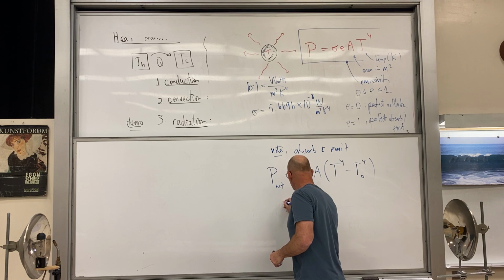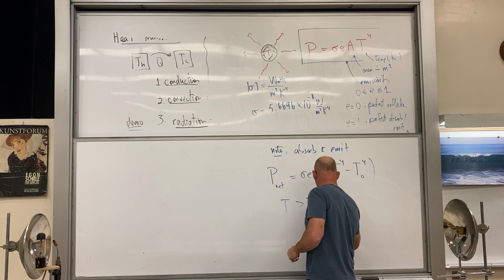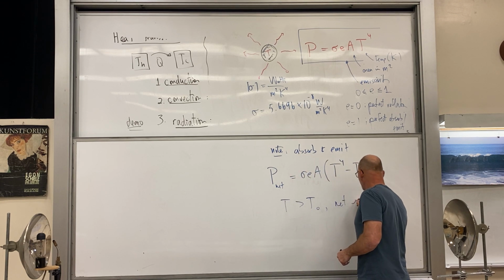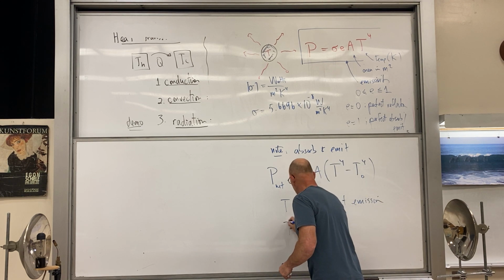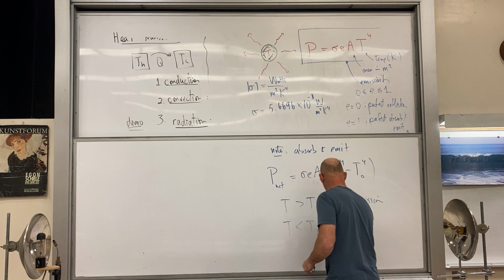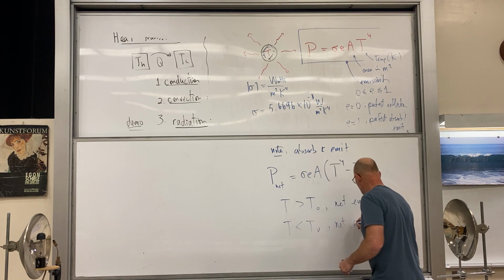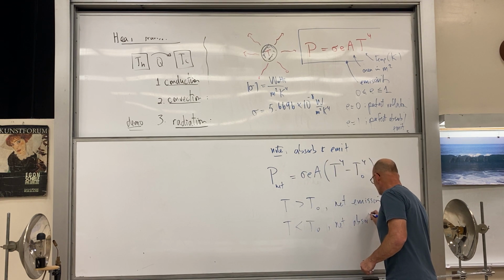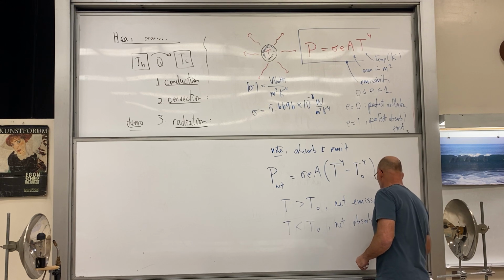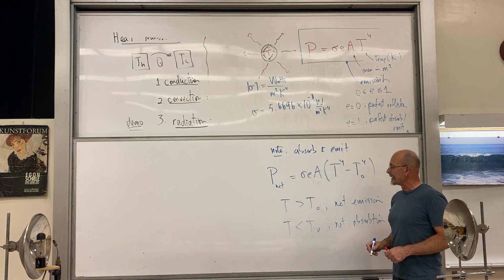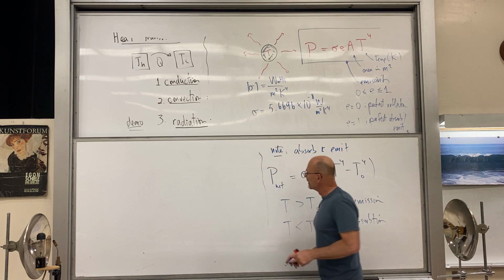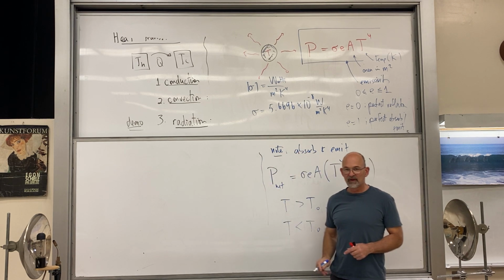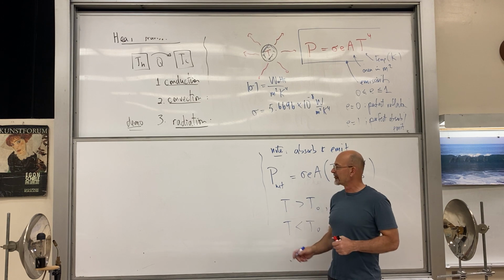So T greater than T0, net emission. T less than T0, net absorption. Okay. Now, an example of this is our Earth and the Sun.